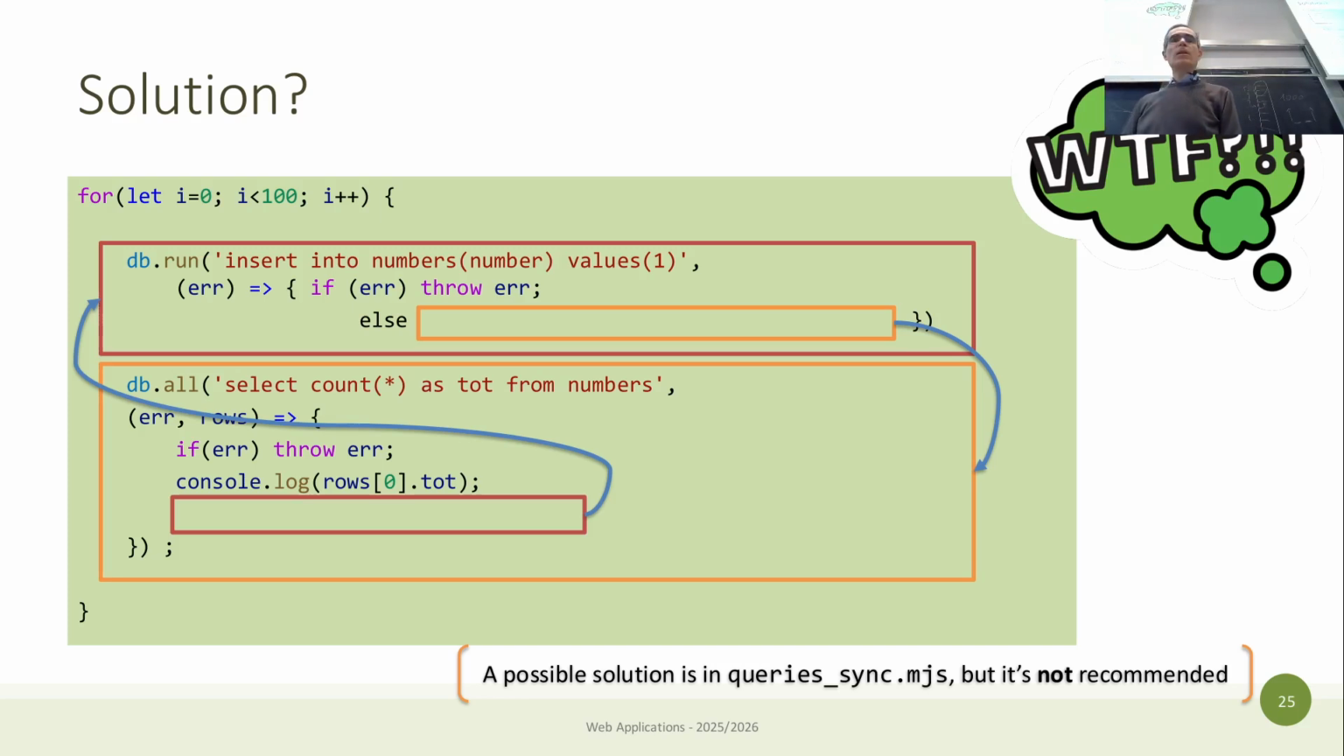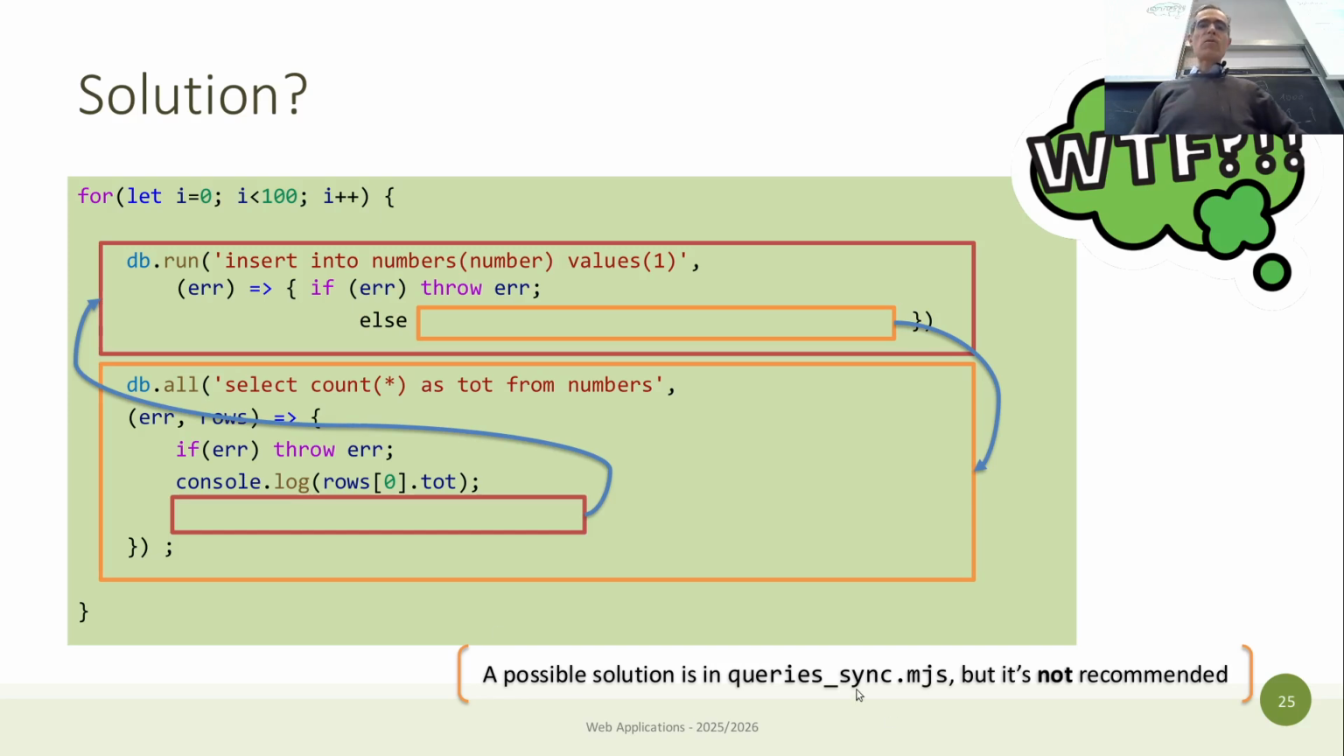So of course, we could take the code that we would like to execute after and put it into the callback of the previous operation. But then we have a loop and we would like to do it for the other operation as well. And so it's pretty difficult to solve.